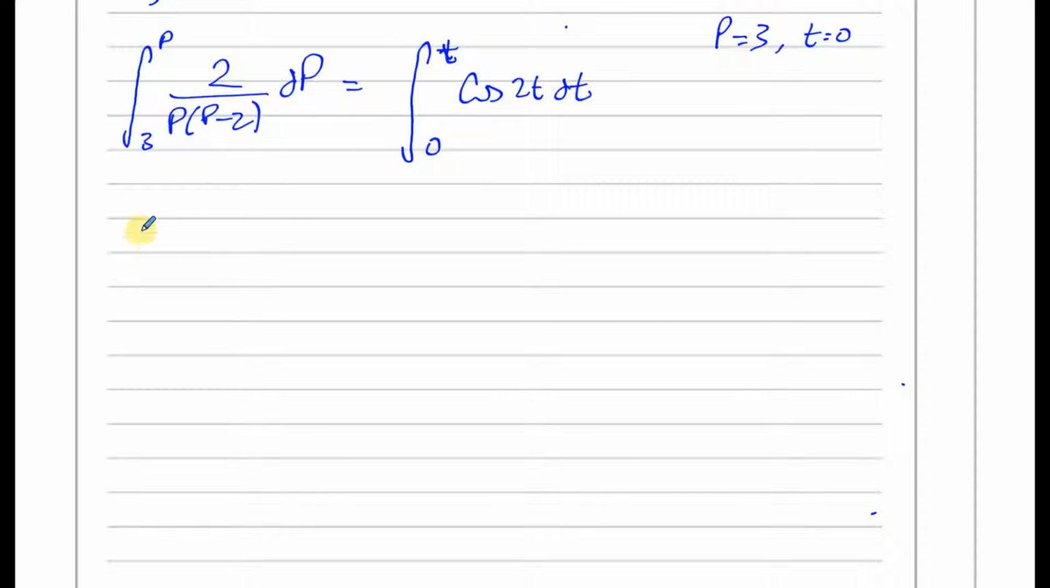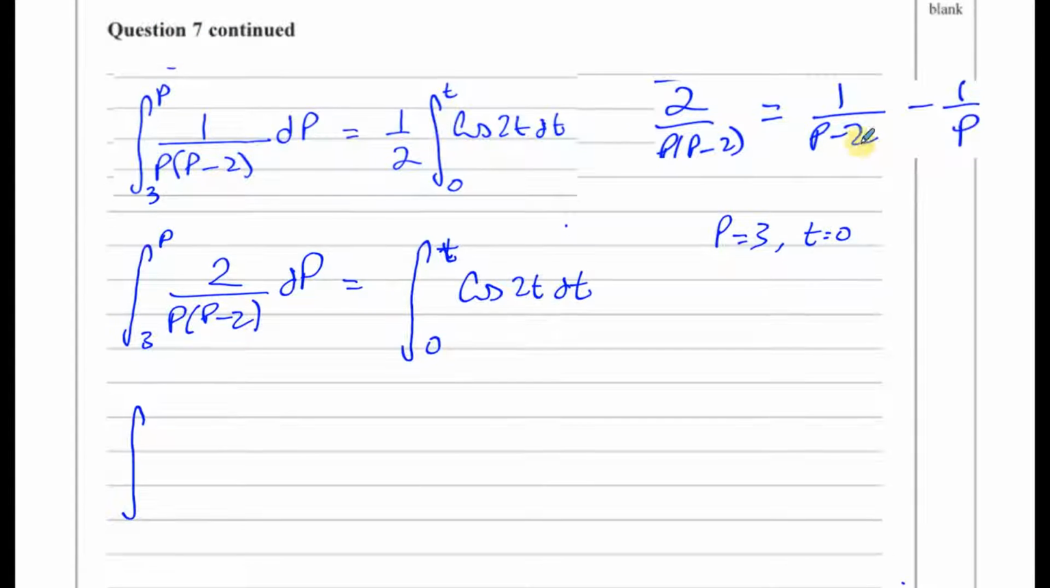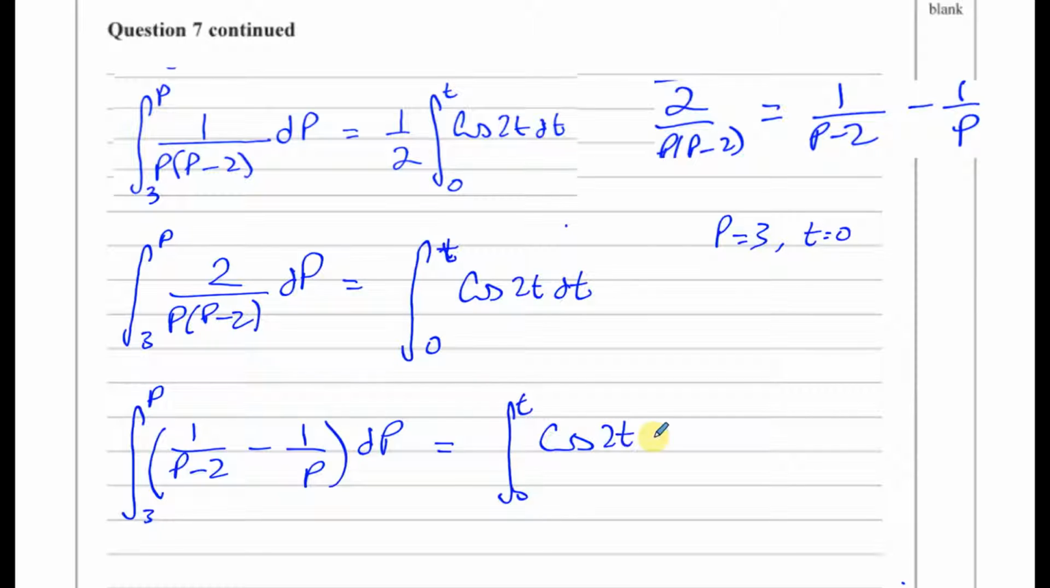We've got to now integrate this. So this can now be split up into the partial fractions that I found earlier, which is 1 over p minus 2 minus 1 over p integrated with respect to p between the limits of p and 3, and equals, and this I'll just leave like this for now, between the limits of t and 0, cosine 2t with respect to t. It's ready to be integrated, but I just thought I'd wait for the other side.